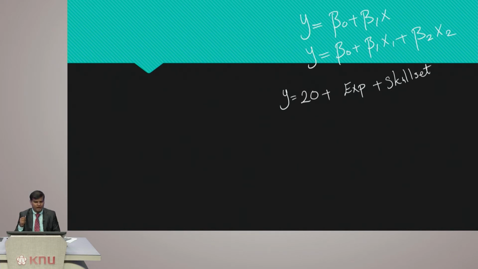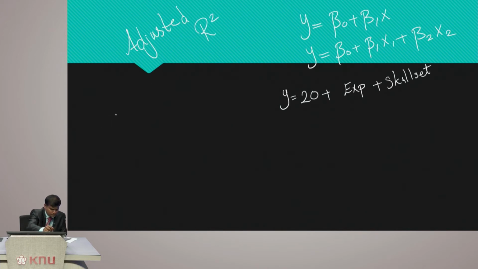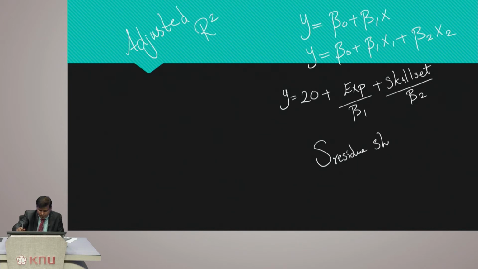But we should be very careful in adding these independent variables because that involves a kind of penalty. So that's where the adjusted R square comes in. So here we have beta 1, beta 2. So anyway, the main objective here again is that the sum of residuals should be minimum.